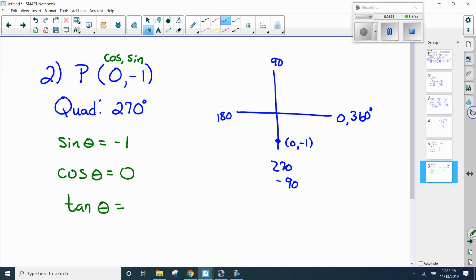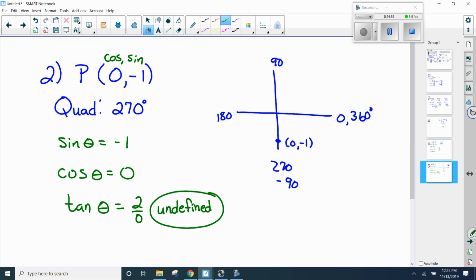What is the tangent of theta? What angle measure is it? 90. Over 0. It's radical 4, which is 2 over 0, but what do you know about that? That's not okay. So it is undefined.